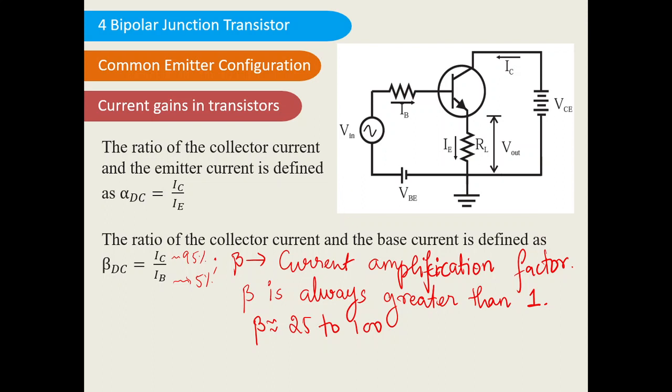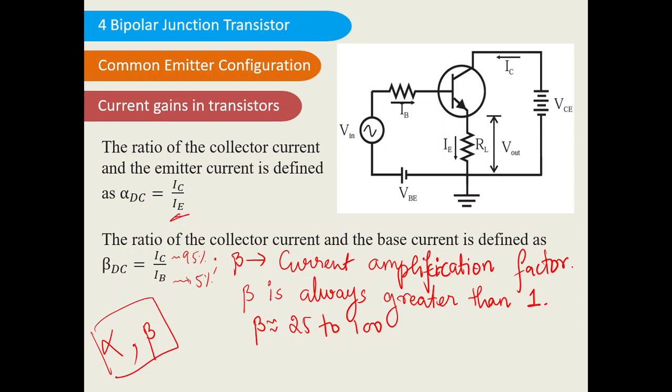Let's suppose we are purchasing a transistor. There will be a value of alpha and beta given to you, and these two are called current gain. Alpha is IC divided by IE, which is always less than 1, and beta is IC divided by IB, which is always greater than 1, because the numerator is far greater compared to the denominator. That's why the beta value is always greater than 1.